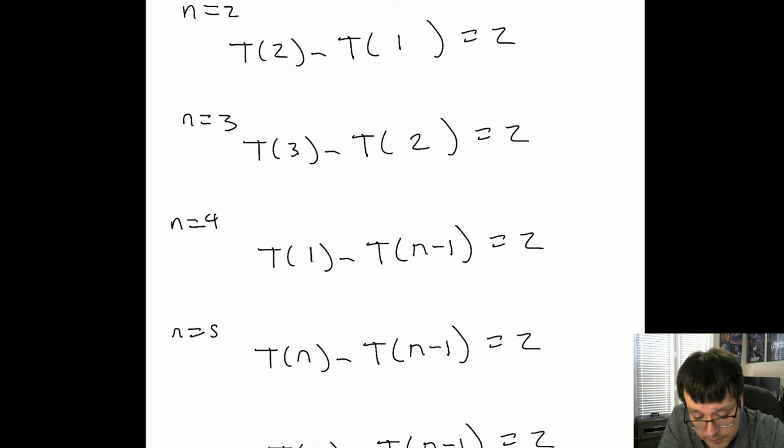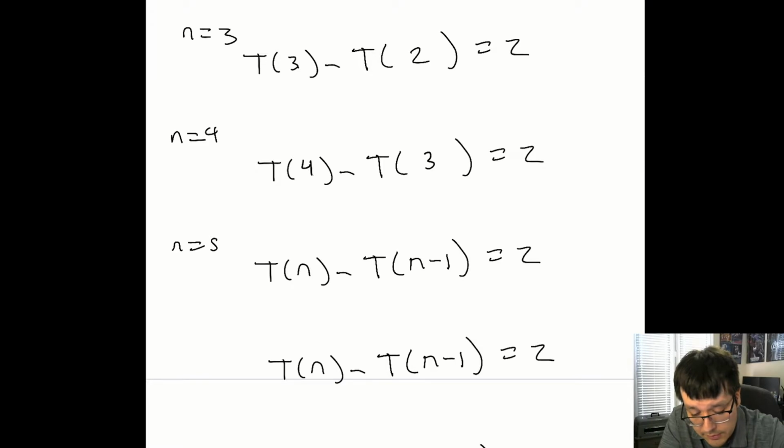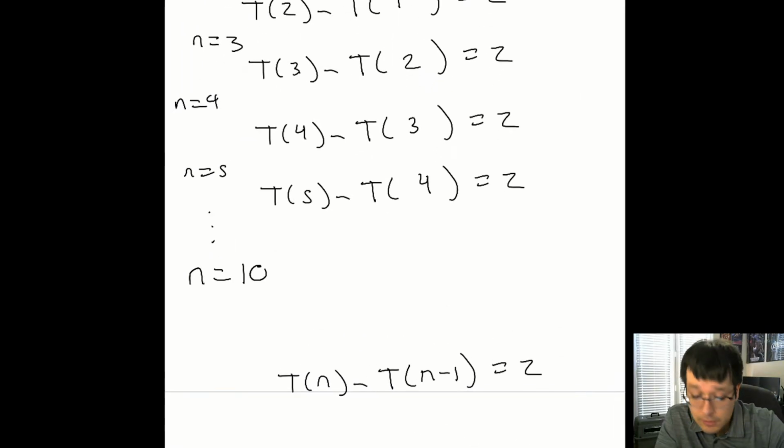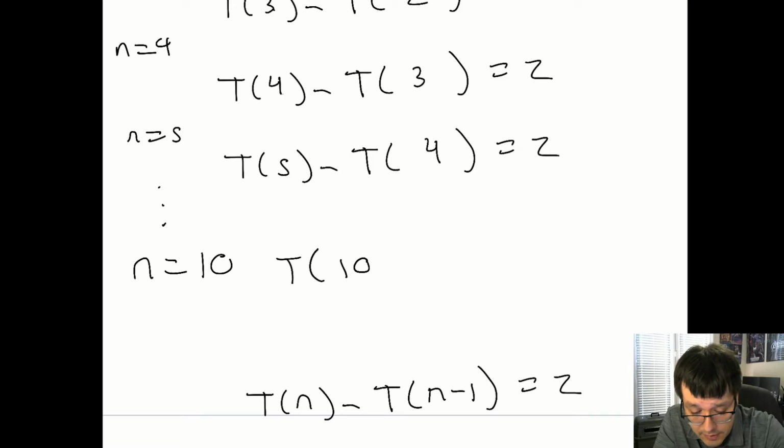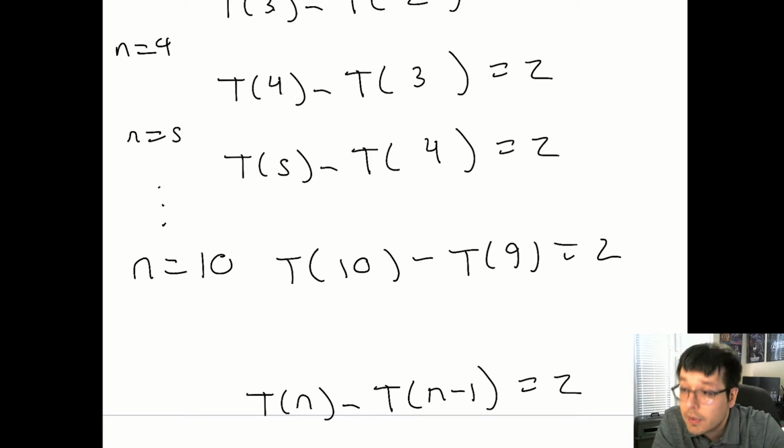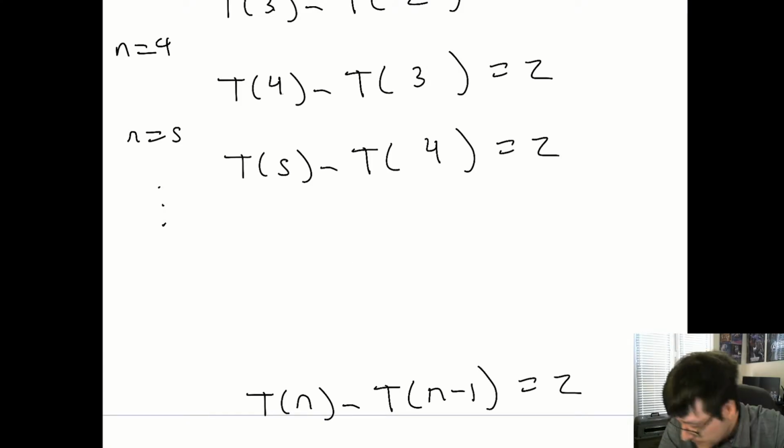The same thing for T of 4. So 4 minus 1 becomes 3. T of 5. 5 minus 1 is 4. And so on. I believe that you should be noticing by now a little pattern on how this is going. So if I skipped a couple of steps now, and I said, I don't know, n is equal to 10, what would that be equal to? Well, that would be T of 10 minus T of 9 equal to 2, right? So I think you see the pattern there. And please correct me if you don't see it, okay?